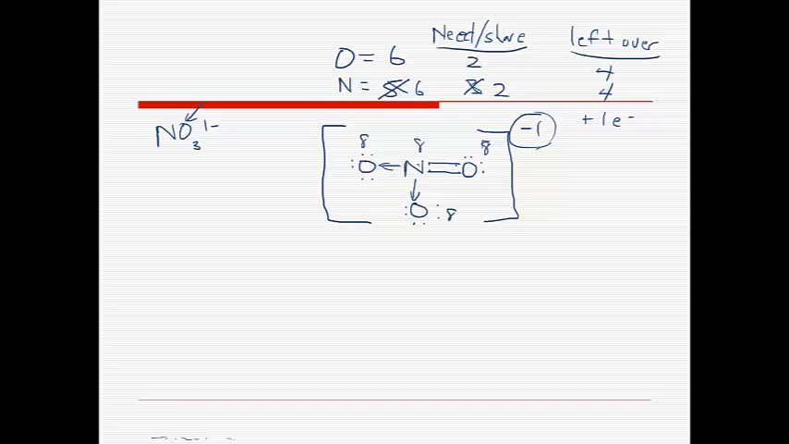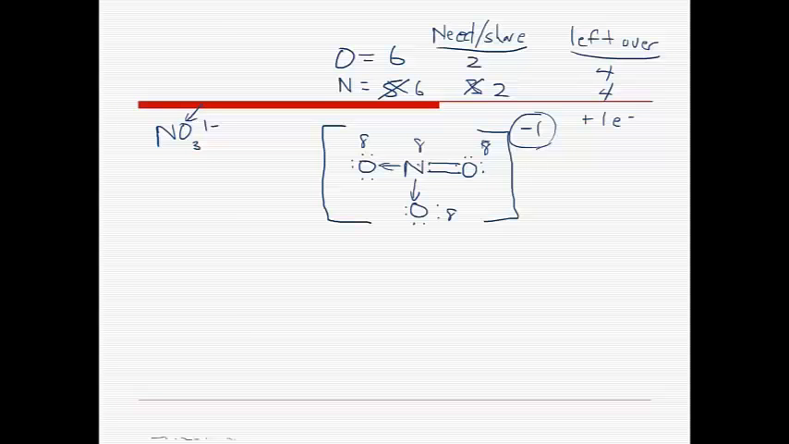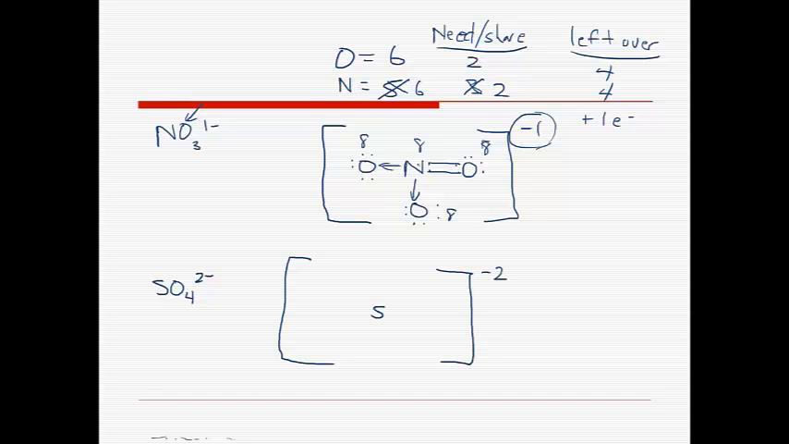Whoops. And our last one. SO4 2 minus. Okay, again, in the brackets, minus 2. Sulfur's in the middle, surrounded by oxygens. Okay. Now, sulfur, same column as oxygen, it has 6. Oops. Oxygen also has 6 valence electrons. They're both in column 6. Okay. But this minus 2 means add 2 more. So sulfur ends up with 8.